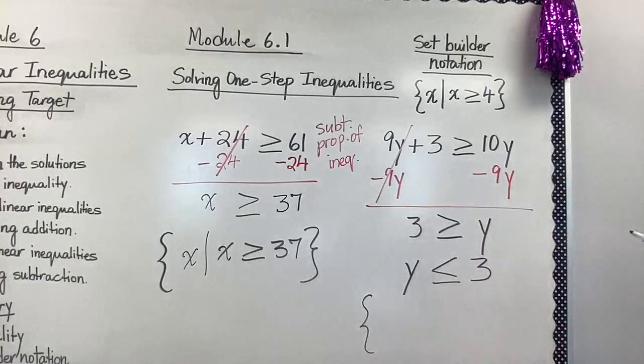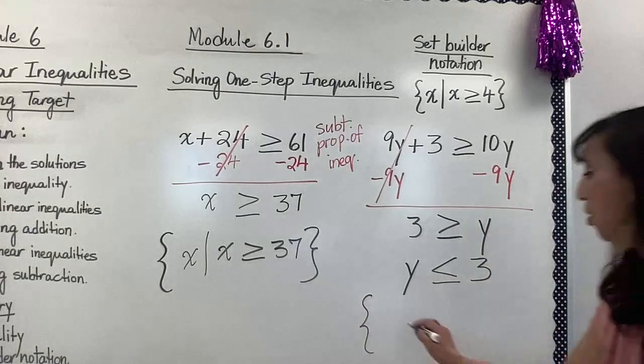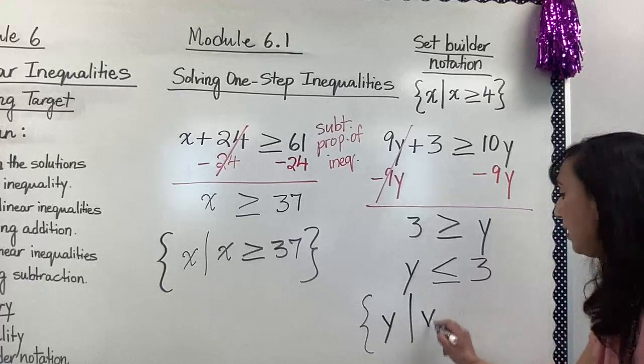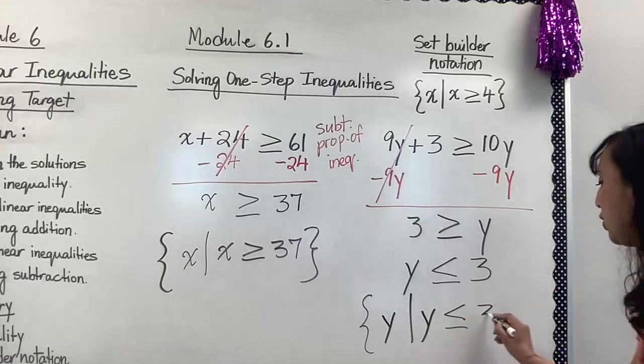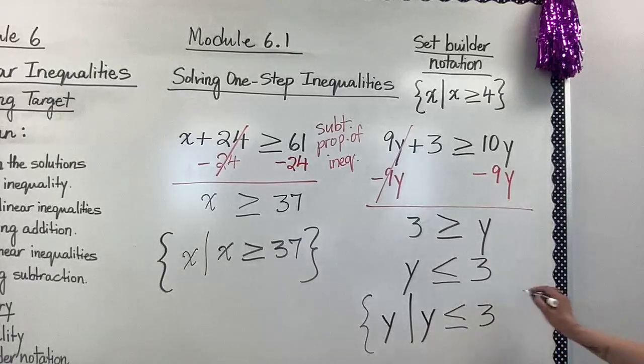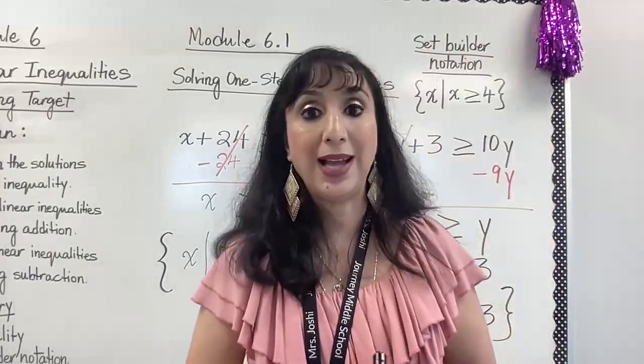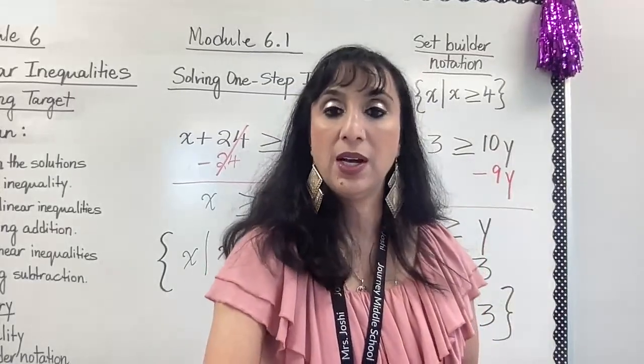I'm going to write a set of all numbers y where y is less than or equal to 3. And of course, this is how you show the set. Okay? And that is how I solve when I have variables on both sides of the inequality. Remember, combine the like terms and then you solve it.